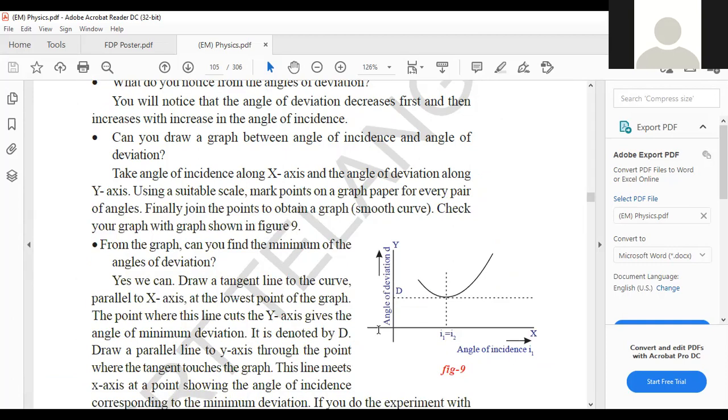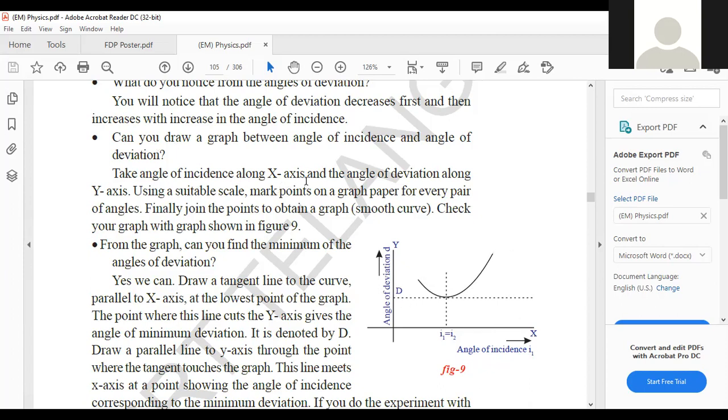How can we plot the graph? We are taking the x-axis coordinate, angle of incidence terms were taken here. Then angle of deviation, D terms were taken, and the y coordinate. You're going to get a curvature. A curvature is obtained in this graphical representation.